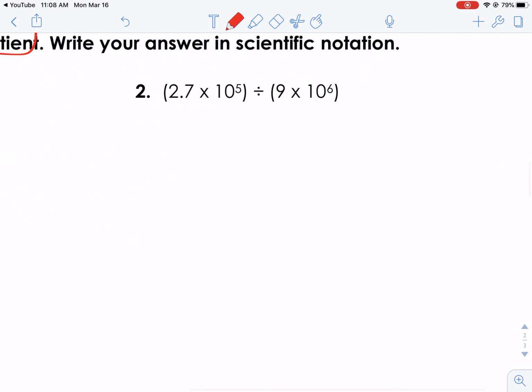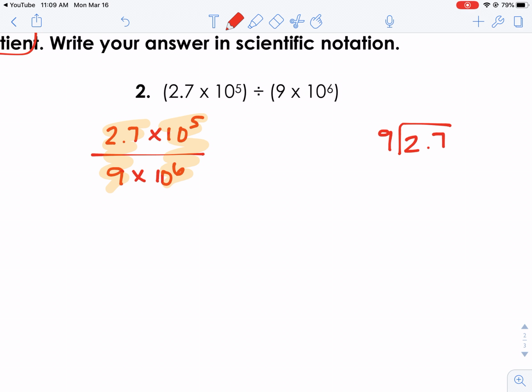All right, number 2. We have 2.7 times 10 to the 5th divided by 9 times 10 to the 6th. If we want, we can rewrite this in the other format with a fraction bar representing our division. Then again, we're going to think about 2.7 divided by 9, and then 10 to the 5th divided by 10 to the 6th. So we can come to the side and take 2.7 divided by 9. 9 does not go into 2, but 9 goes into 27 3 times. So this gives us 0.3.